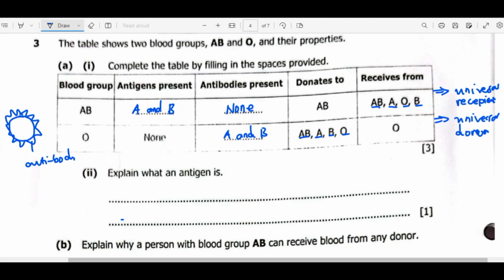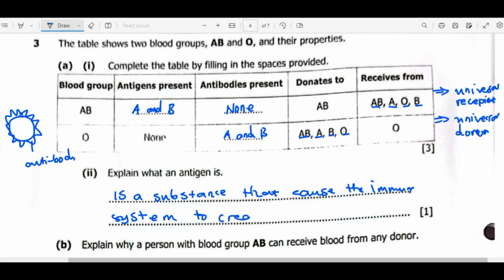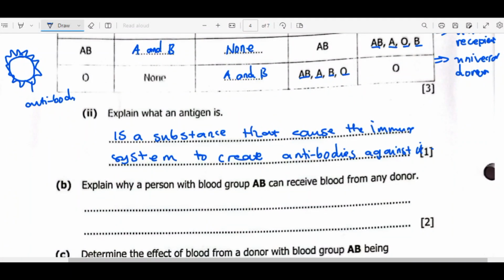Now, Roman number 2 is explain what an antigen is. So just say it's a substance that causes the immune system to create antibodies against it. Right, we move on to question B.